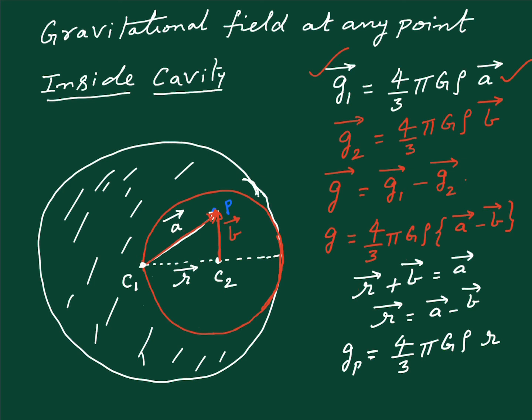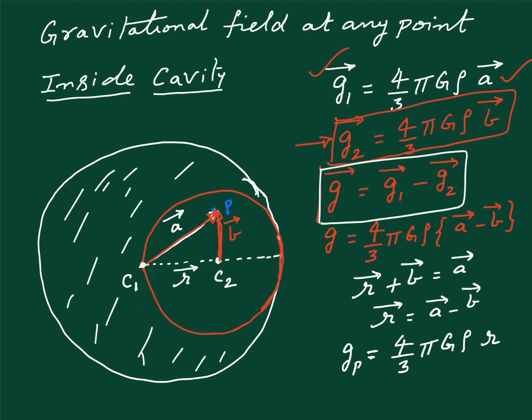Then the gravitational field due to the removed part is 4 by 3 pi G rho into B, where B is the distance from the center of the removed part to the observation point P. So now imagine there are two gravitational fields, one due to the original and one due to the removed part. Since you are removing, the resultant gravitational field is g equal to g1 minus g2. This is a vector subtraction.